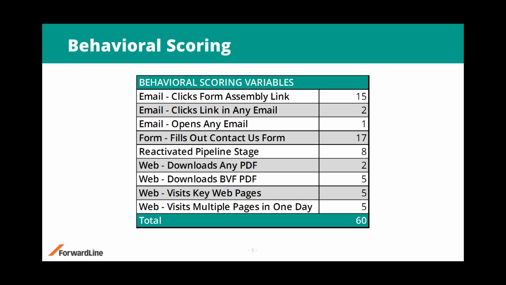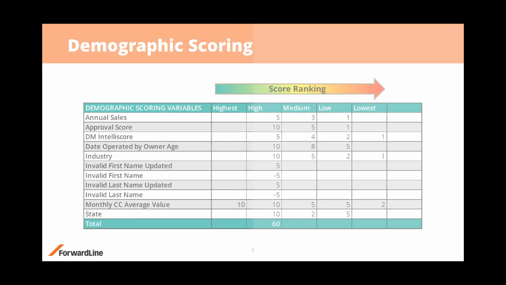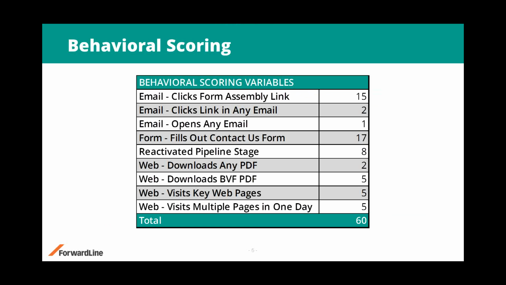a total score. For our purposes, we decided that in the initial rollout, we would give a total maximum value of the demographic score of 60 and behavioral scoring of 60, really just for simplicity's sake and to help us when we do a back-end analysis to validate that our models are working well together.